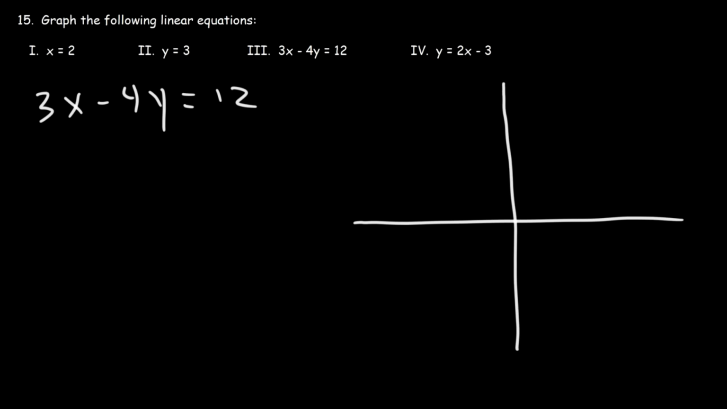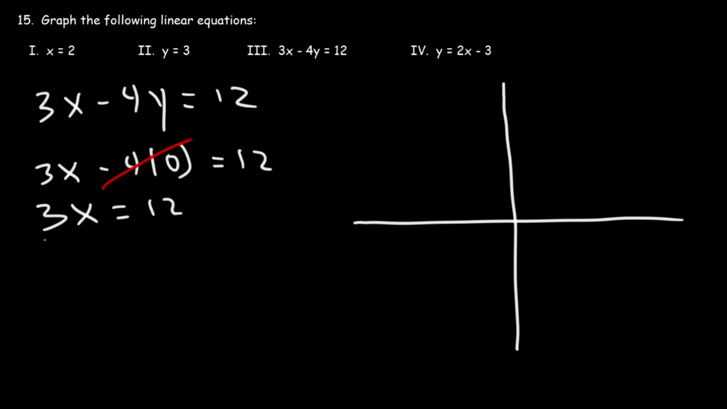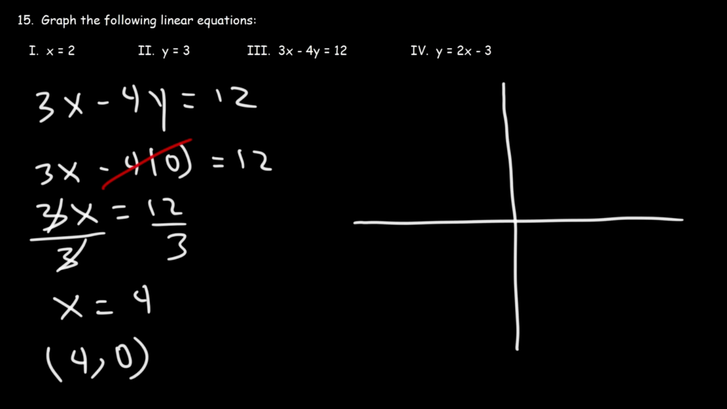So let's begin by calculating the x-intercept. To do so, set y equal to 0. So this is going to be 3x minus 4 times 0, which is 12. So this whole thing becomes 0, so basically you can get rid of it. And thus we have 3x is equal to 12, and then we could divide both sides by 3. 12 divided by 3 is 4. So this gives us the ordered pair 4, 0. So that is the x-intercept. Let's go ahead and plot it. So this is going to be an x-intercept of 4.